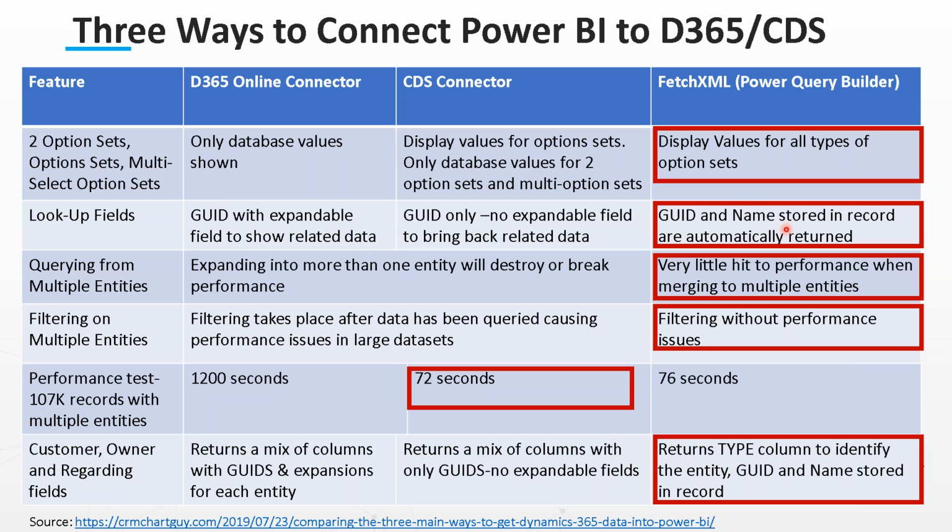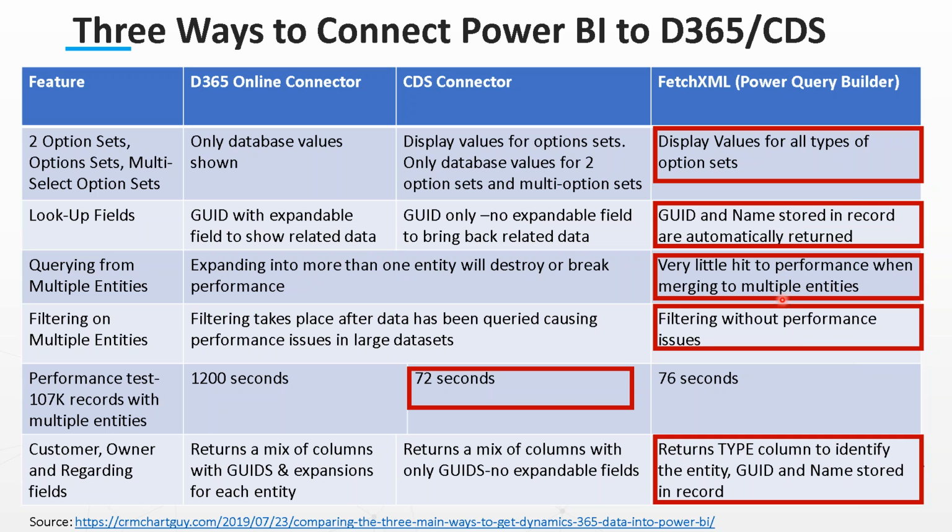And then with lookup fields, Power Query Builder will bring back both the GUID, which is that 16-character record ID, and the primary identifier, the primary key in the table, which is usually the name. In the opportunity table, it's the field called topic. In the account entity, it's called account name, and every table has a primary key like that, and it'll bring those back automatically.